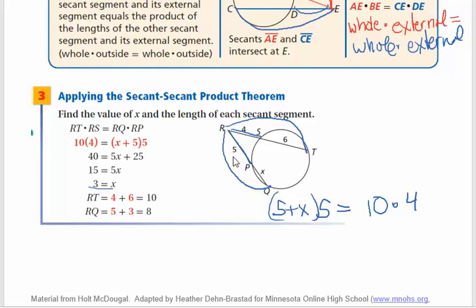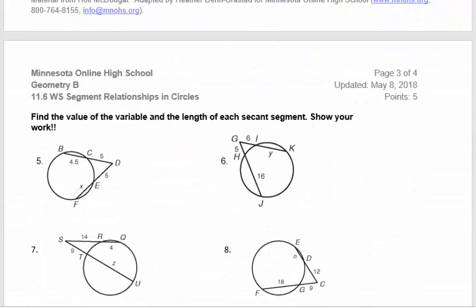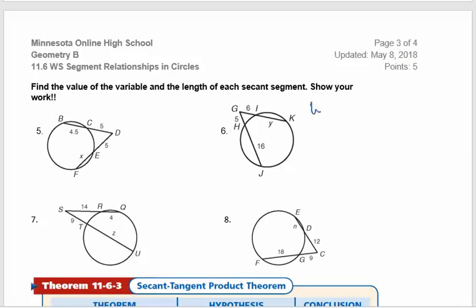And then once you find x, it asks you to find the length of each secant segment, which is RQ and RT. RT we already know is 10. RQ you'll have to wait till you find x to answer. So the whole times the external equals the whole times the external.